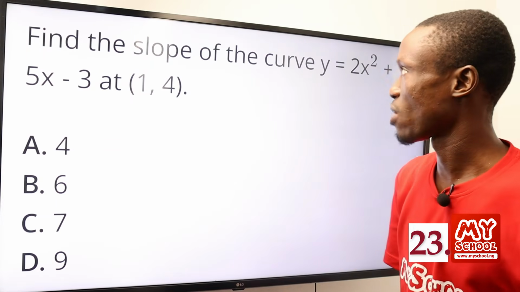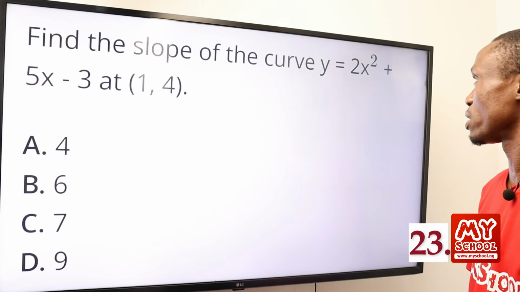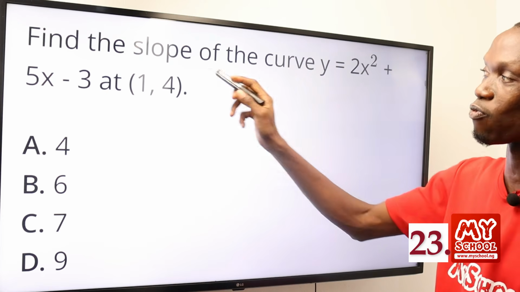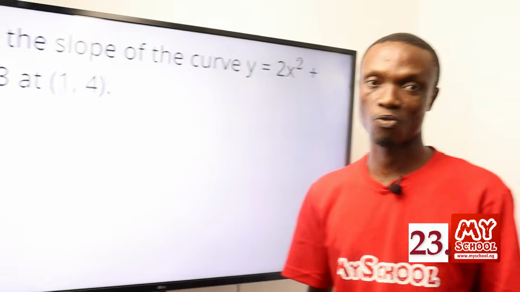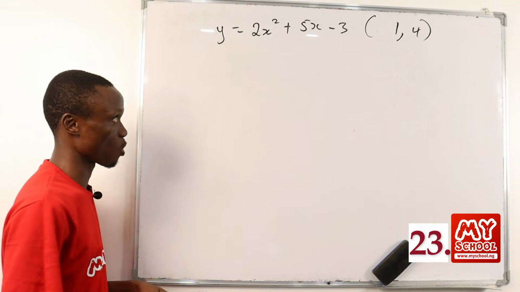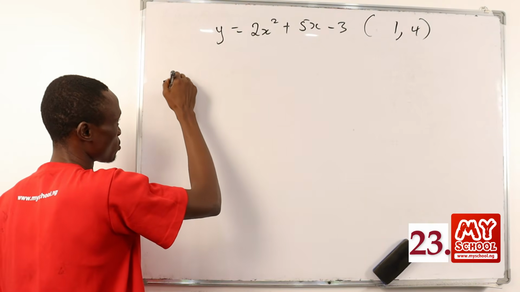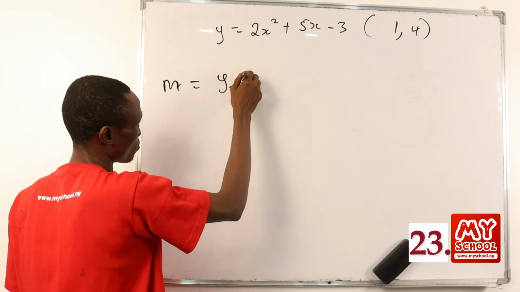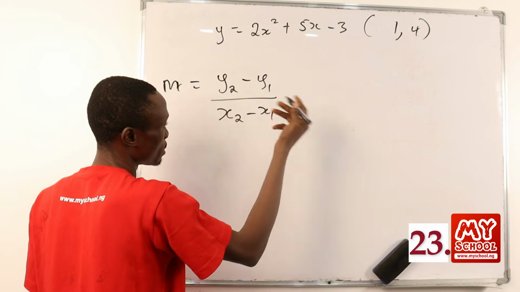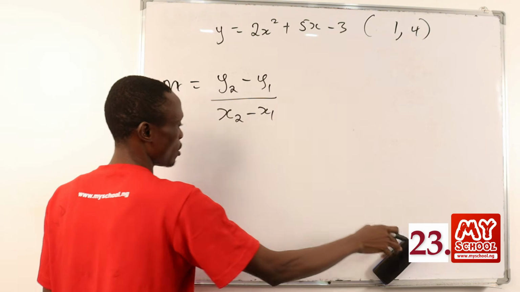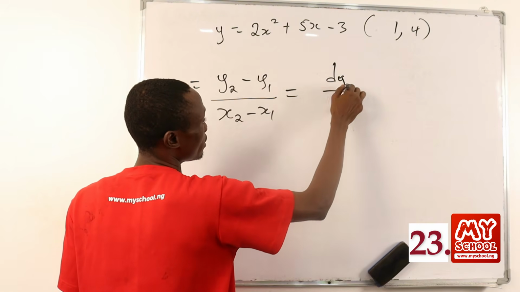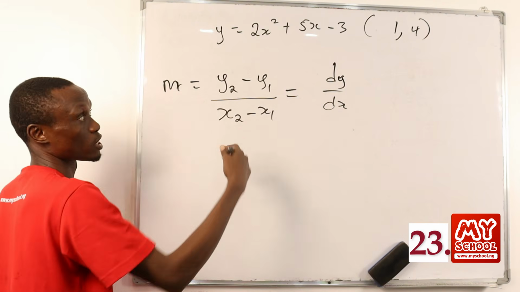Question 23. Find the slope of the curve y is equals to 2x squared plus 5x minus 3 at 1, 4. Okay, so let's move over to the board to provide answer to this question. Now remember, the slope of a curve is still the same as saying the gradient of the curve, right? So let's use m to represent the slope. So m is equals to y2 minus y1 all over x2 minus x1. But basically here we don't actually need this formula. Remember, slope is also equals to dy/dx, that is change in y all over change in x, right?